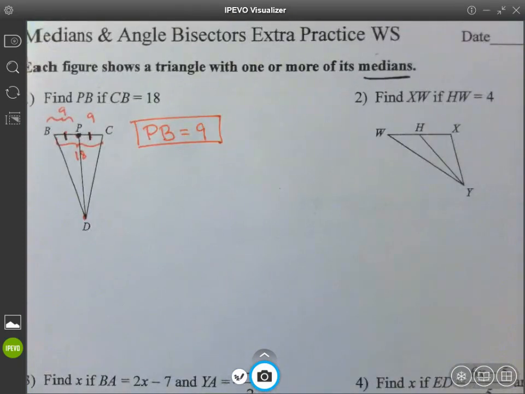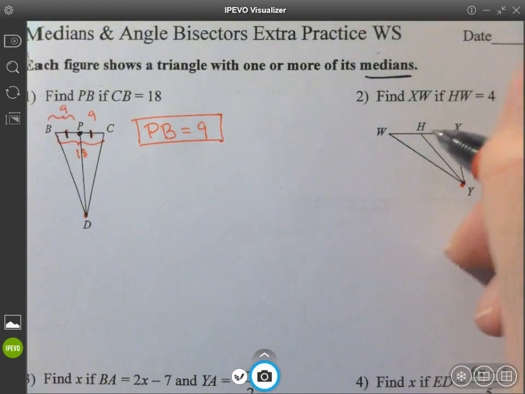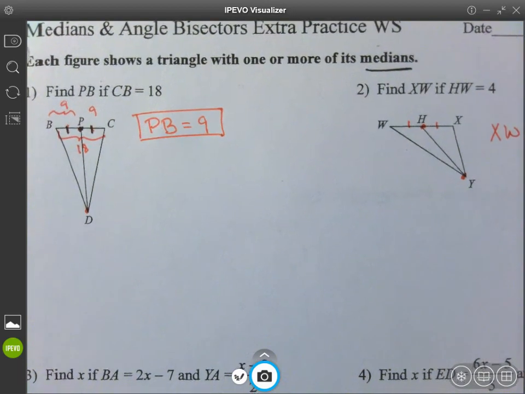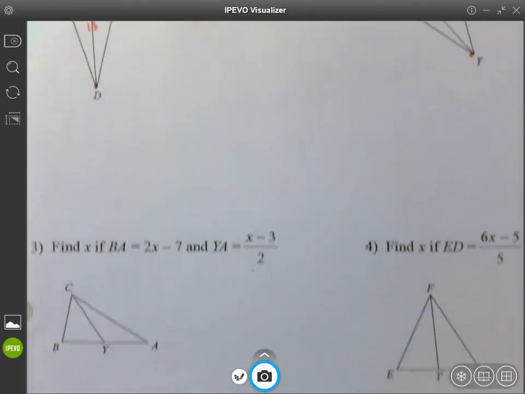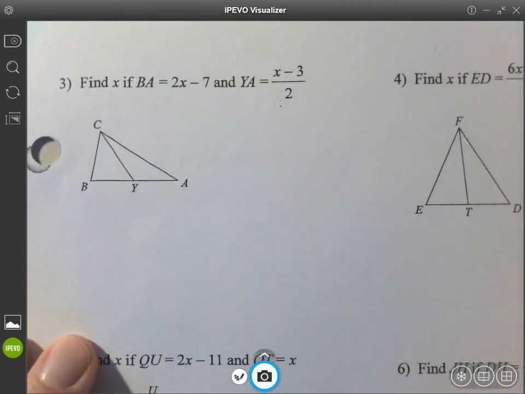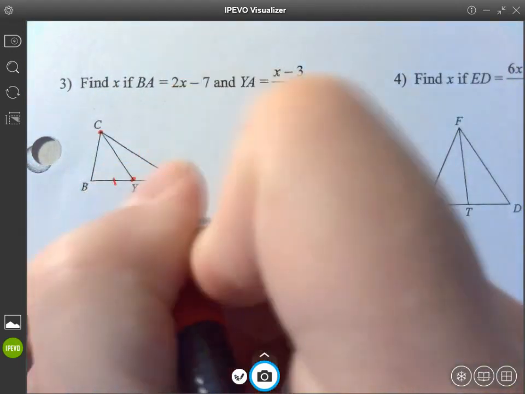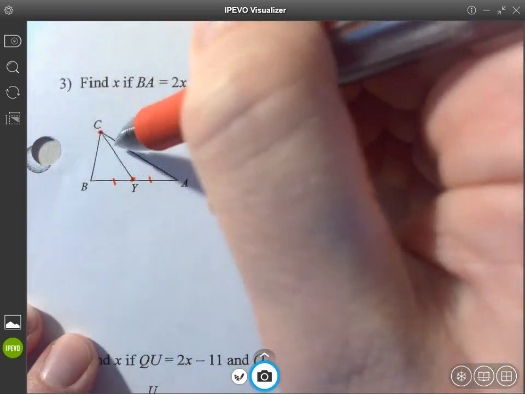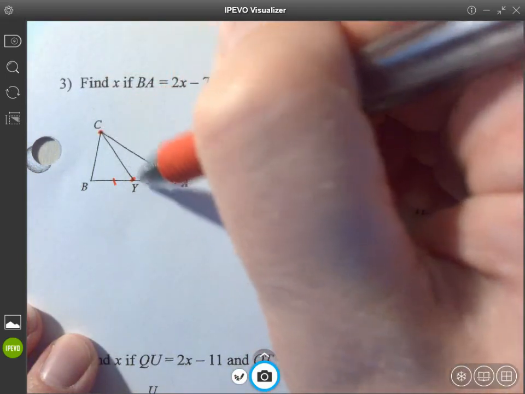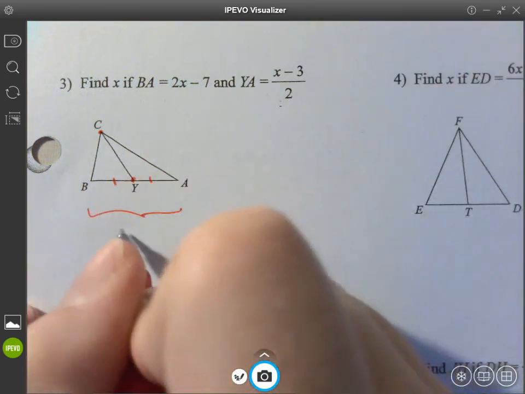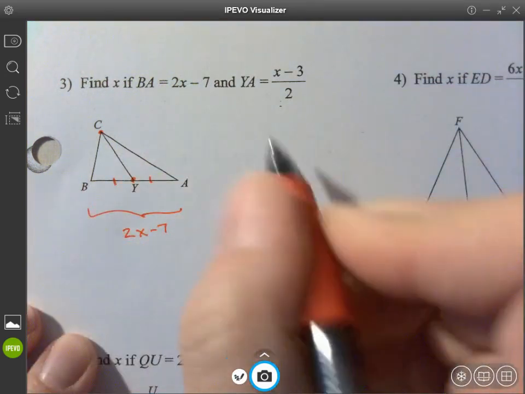But I want to remind you that this is your median line. It's showing the median, so mark this congruent, and then think about the information you have and find XW. So I'll leave that one. Now let's go down to number 3. And number 3, again, here's our median, so let's mark, that's all we know. I don't know that these angles are equal. All I know is this is a median line, so that's a midpoint. That's what I know. BA, the whole thing, is 2x minus 7.